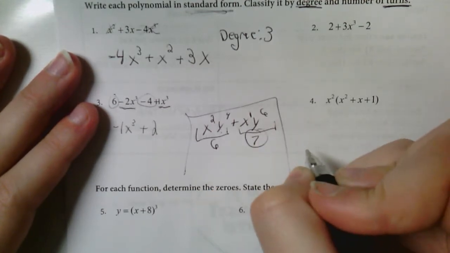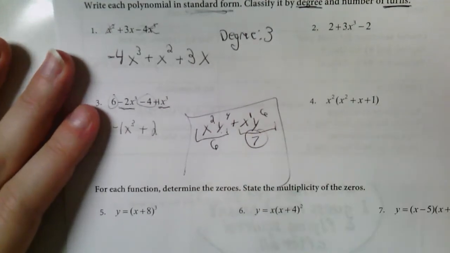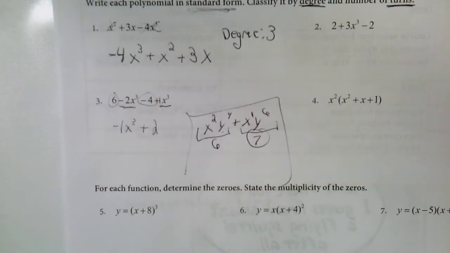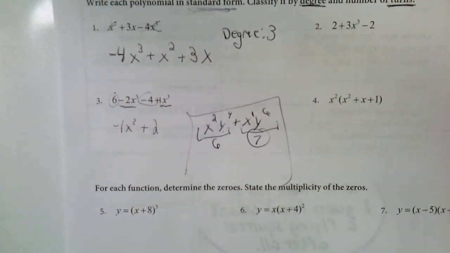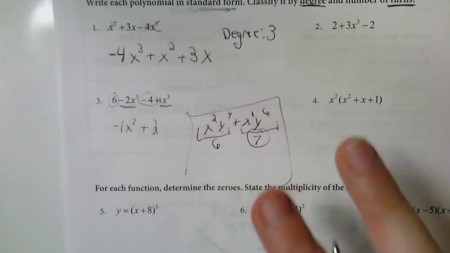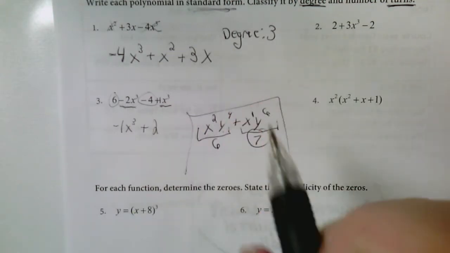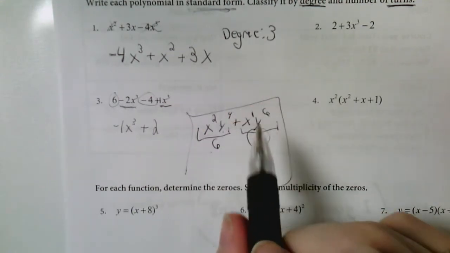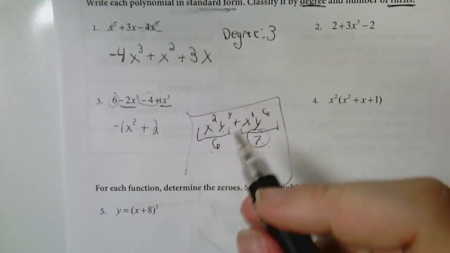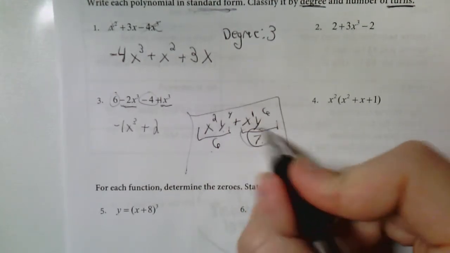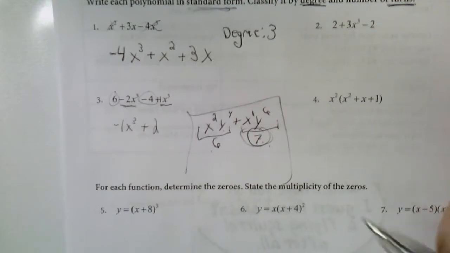So keep that in mind if you come across an example like that. We are looking at the individual terms and saying what's the degree of that individual term, but then also overall looking at all the different terms, what's the highest degree, or what's the term with the highest degree? The highest degree is 7, so my degree would have been 7. So keep that in mind.